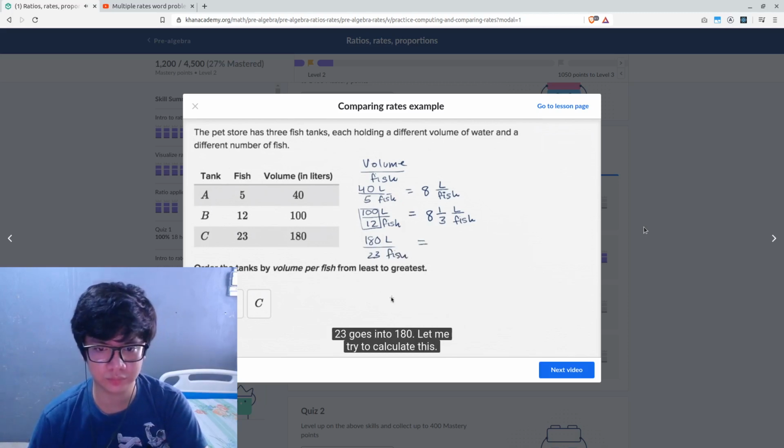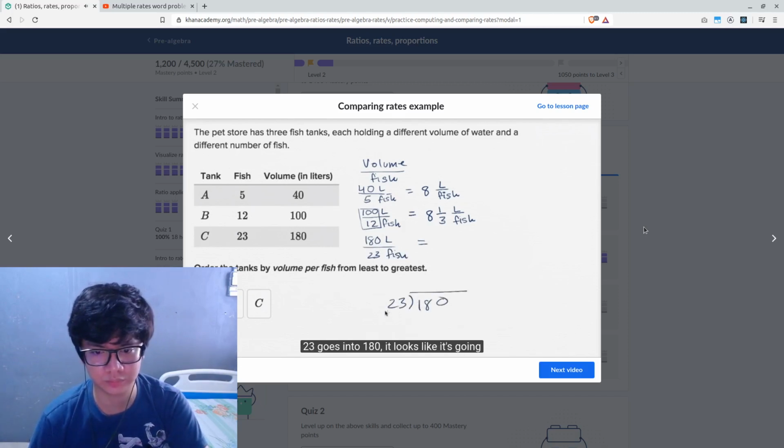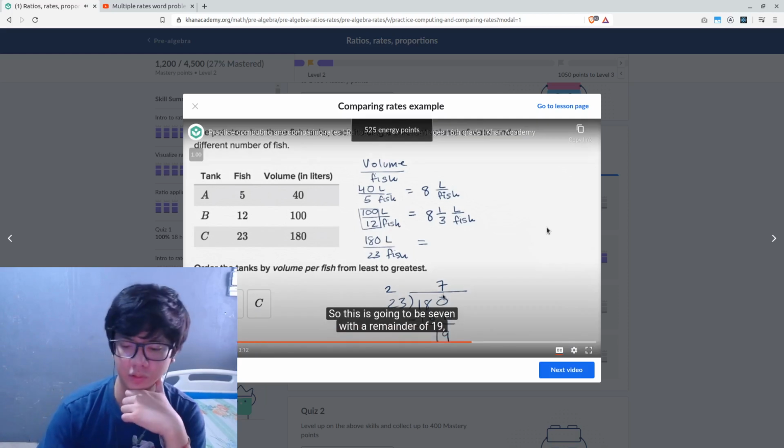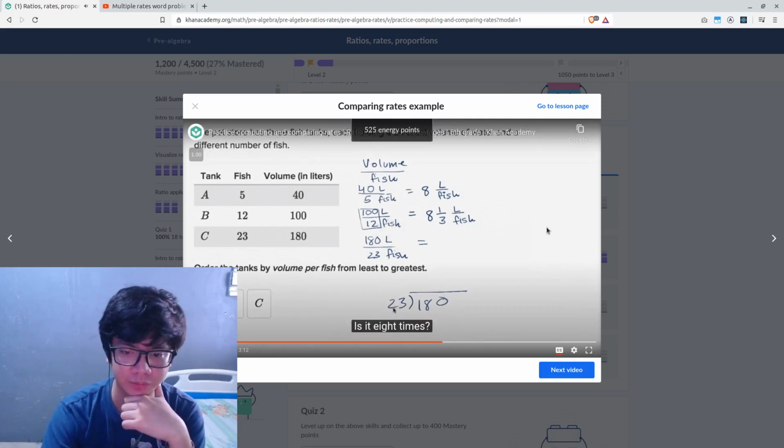23 goes into 180. Let me actually try to calculate this. It looks like it's going to be less than 9 times. Is it 8 times? No, not 8 times. Let's see, 7 times. 7 times 3 is 21. 7 times 2 is 14, plus 2 is 16. When you subtract, you get a remainder of 19.